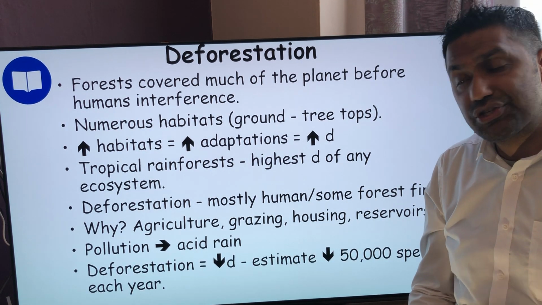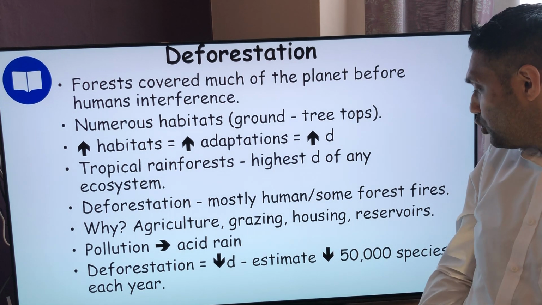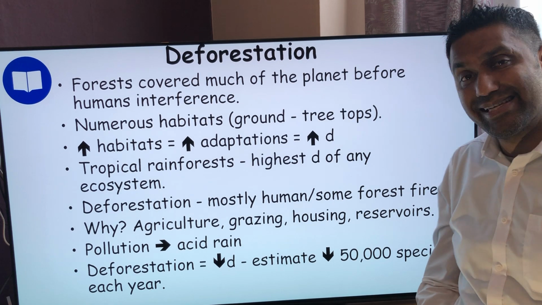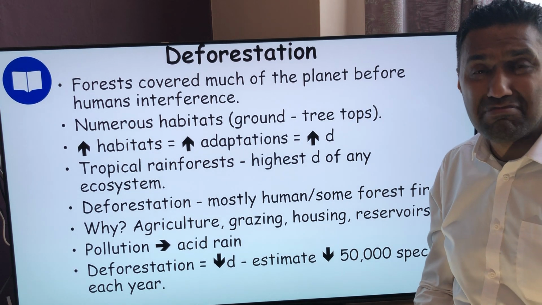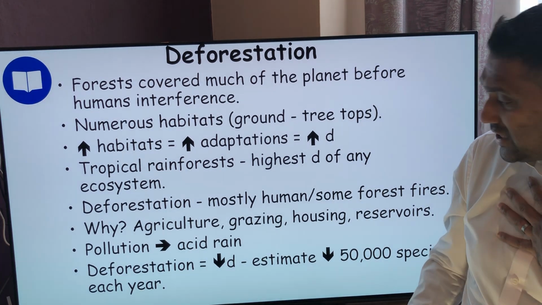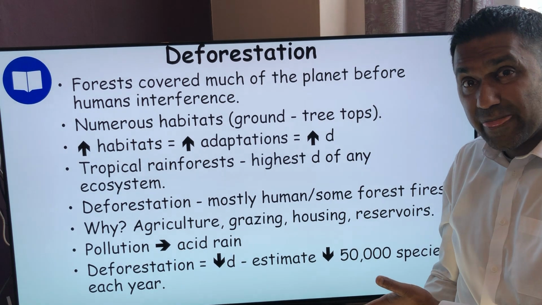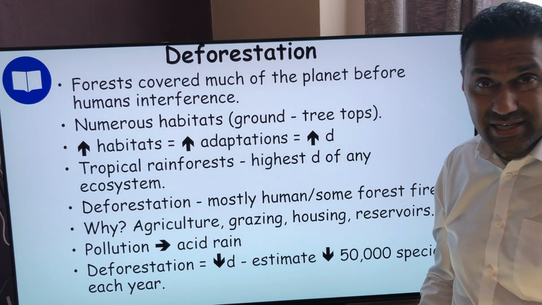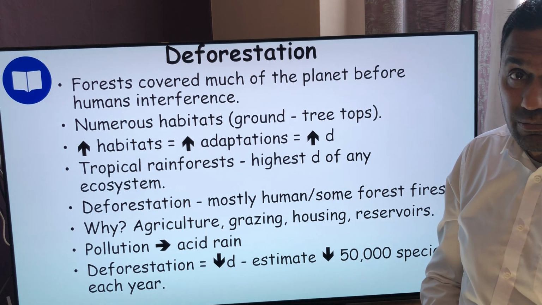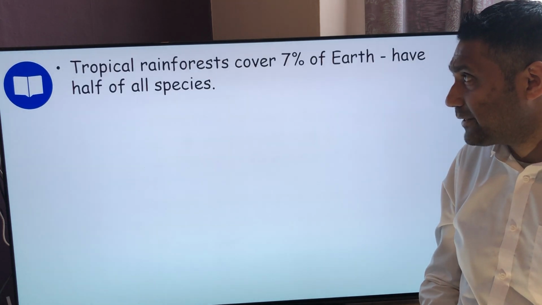Deforestation then reduces your species diversity, and it's estimated that we're losing about 50,000 species each year. Bearing in mind, I said there's about 1.8 million species that we know of, and we're losing 50,000 a year. If you do the maths, it's not going to take many years for all the species that we know of to be wiped out. So we need to do something about it.